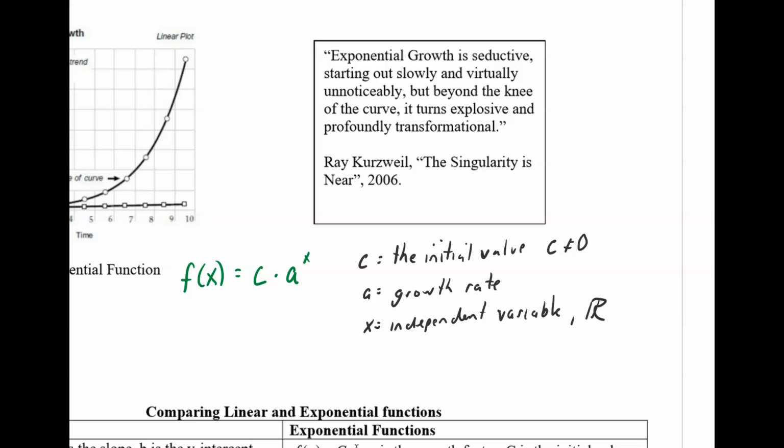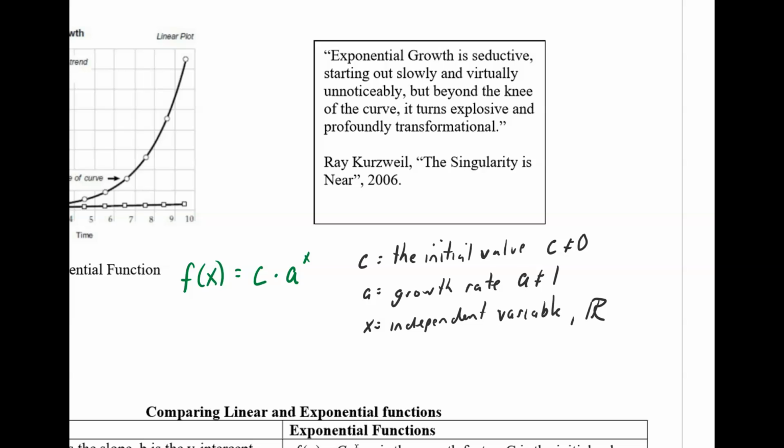Or else you wouldn't have a function there, right? It'd just be 0. And the growth rate has a couple of restrictions because if you think about it, you don't want a to be 1, because if you raise 1 to some power, nothing's going to happen to it. So that's one of the restrictions. a cannot be 1.